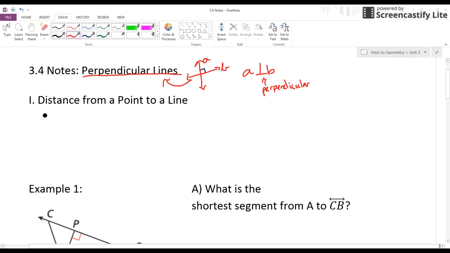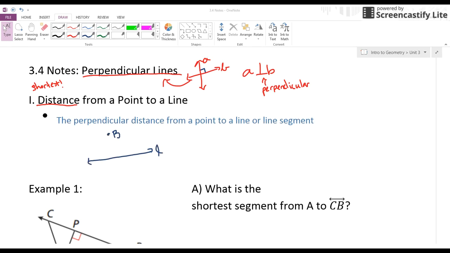But first, let's talk about what we call a distance from a point to a line. There's lots of distances you can calculate from a point to a line, but here we're going to talk about the shortest. So when I'm asking you to find the distance in this section, we're going to be looking at the shortest distance. That shortest distance is going to be the perpendicular distance from the point to the line or line segment. So let's go ahead and write that down.